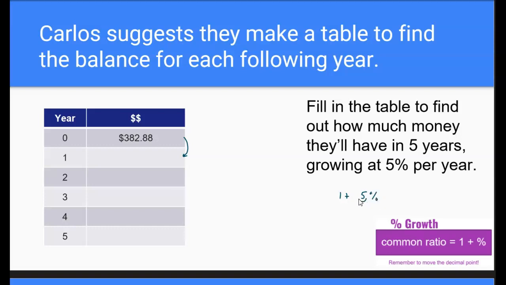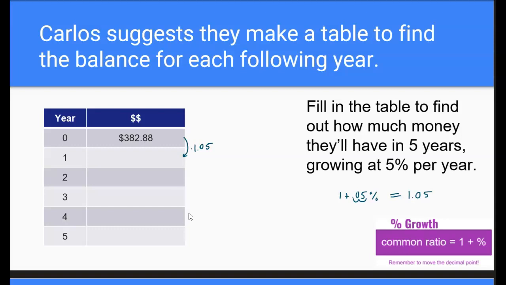Since it's a percent, we're going to move the decimal point 2 places to the left, and we have to put a 0 in between. So we get 1 plus 0.05. Our growth factor will be 1.05. And I will just multiply by 1.05 at each step. So let's get out our calculator and start calculating those steps.